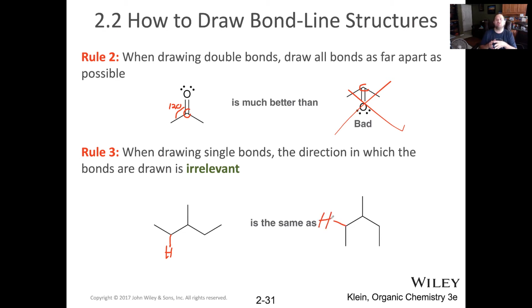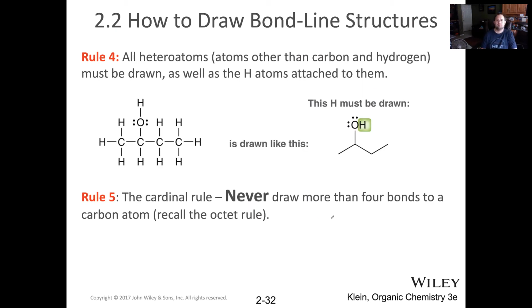And if you were to build your model kit, and we'll look more at this when we talk about conformational structures and the different conformations molecules can have, that's just rotating the bonds. You're not changing the structure, it's still the same structure, and it's valid because you can easily rotate the bonds around. The fourth rule is you still draw heteroatoms. And if they have hydrogens connected to them, you draw those too.